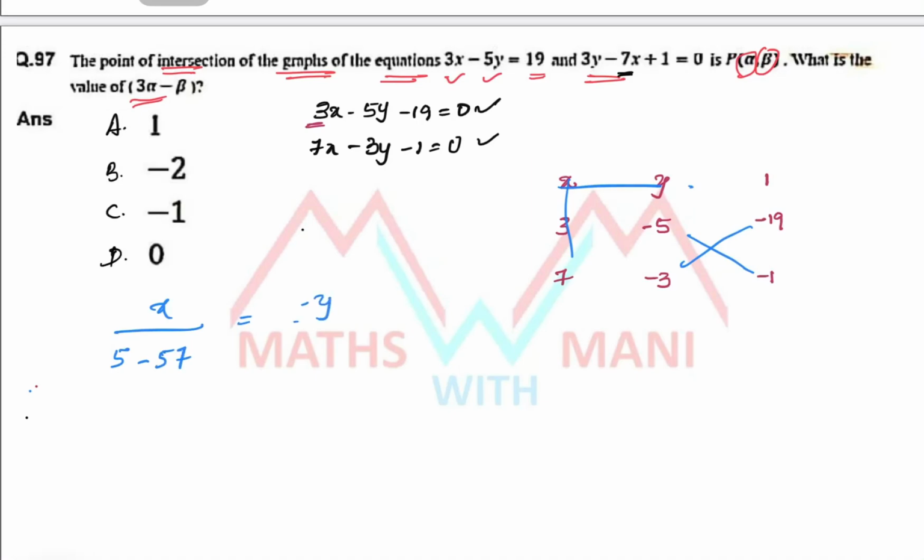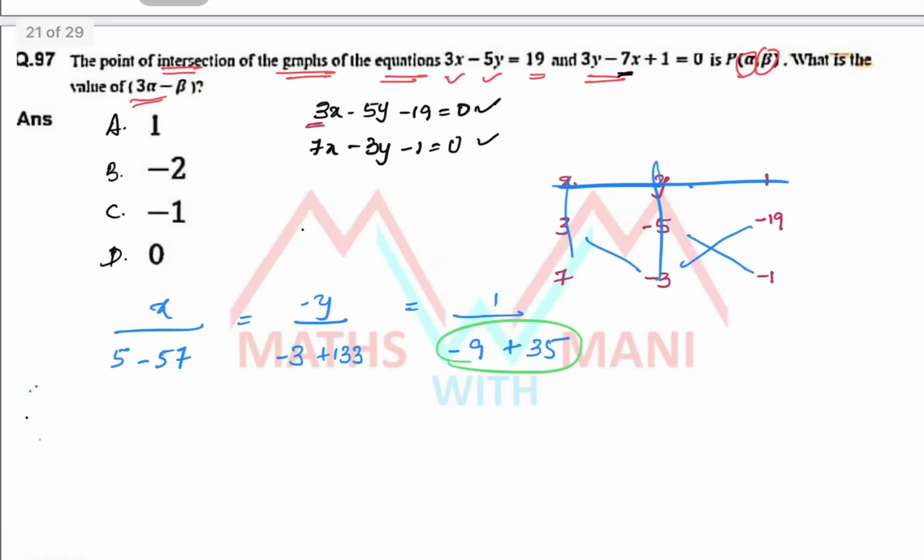Next, here you have to take minus y. So this row, this column cancel. 3 into minus 1, minus 3, and minus 19 into 7, that is a plus 133. And 1 by 3 into minus 3 is minus 9, plus 5 into 7, that is 35. So minus 9 plus 35, what is this value? It is equal to 26. Yes. Now tell me these values. 5 minus 57, it is minus 52, and it is 130. Yes. So 26 ones, 26 twos, and 26 ones, 26 fives.